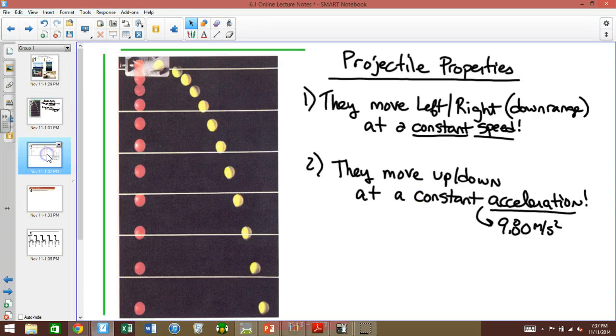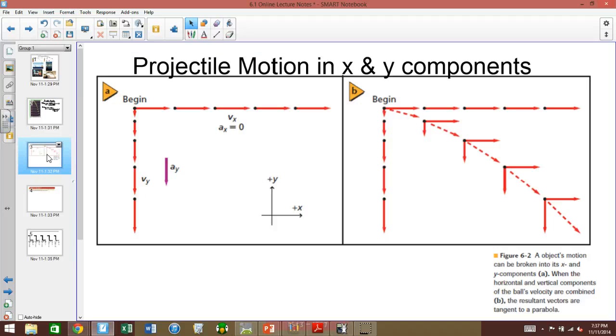The next picture I've got here is just showing you the projectile motion. You've got something fired, and you can see the velocity vector. It's the same length every single time in the x direction, but in the y direction it gets bigger and bigger and bigger. It's accelerating.